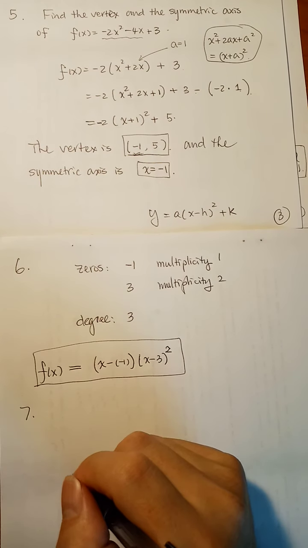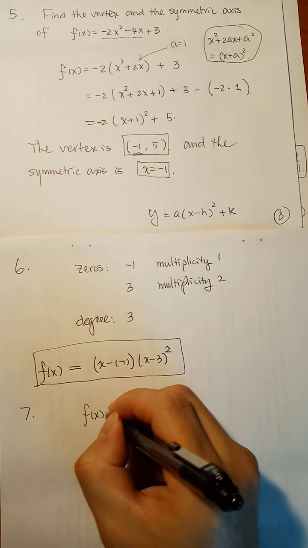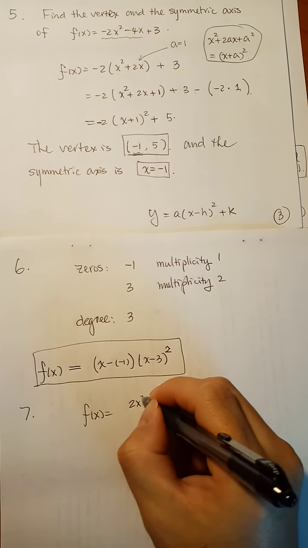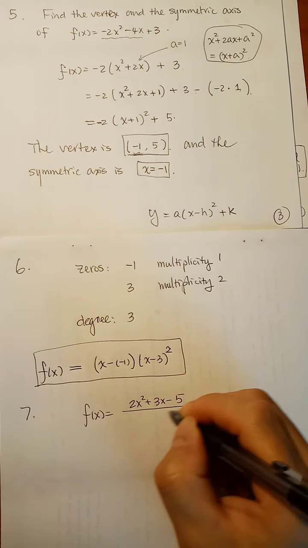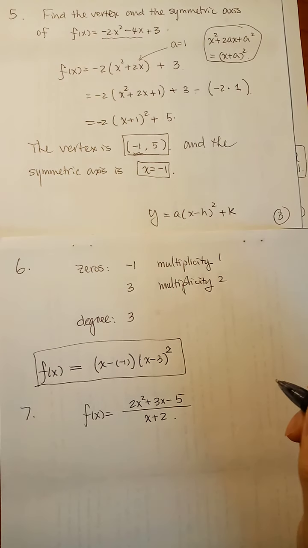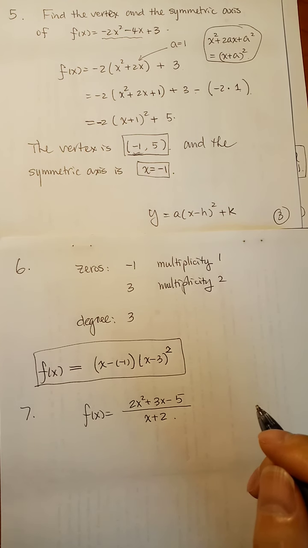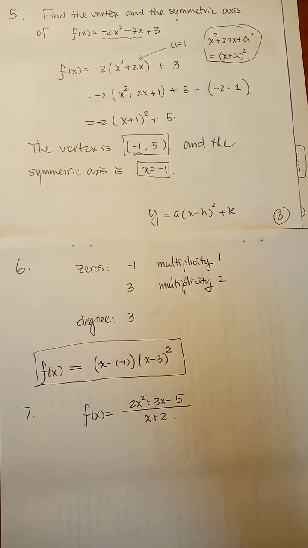Seven, find all the asymptotes. Here, all the asymptotes means horizontal, vertical, or possibly slant or oblique. If it has one, you just find it. If there's no asymptote of some type, don't worry.